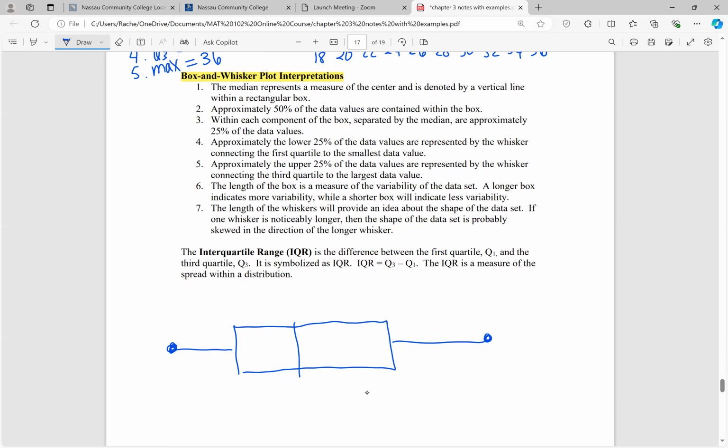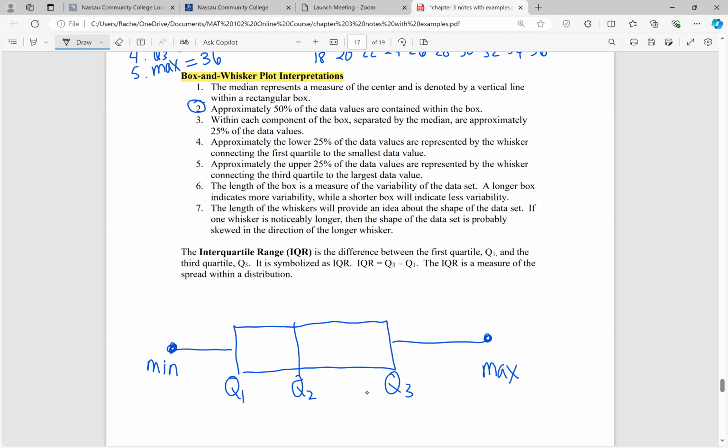So what this is saying is that since here's the min, here's Q1, here's Q2, which is the median, here's Q3, and then the max. So what number two is saying is that approximately 50% of the data values are contained within the box.